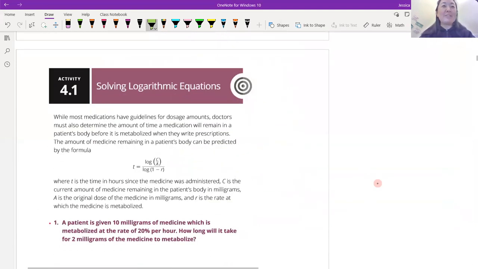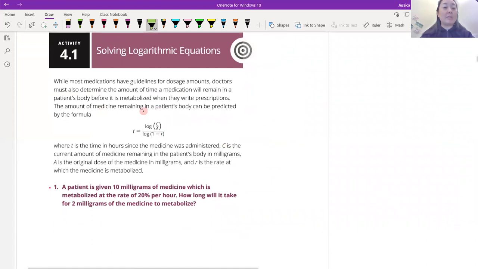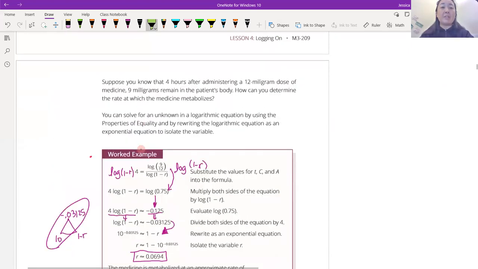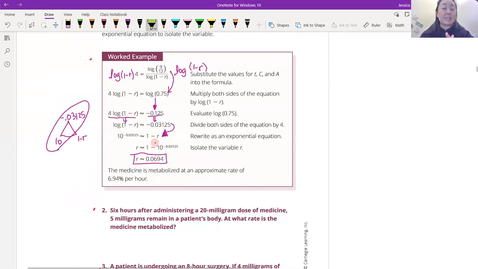But anyways, this one right here, we didn't talk about this in class, but it does talk about medication and how doctors know how much medicine is left in your body. Because it's kind of important when you're trying to figure out dosage, and what time you need to take the medicine. This is the general equation of that. We're not going to get into this that much. We're just going to look at a worked example. If you look here on page 210, there is a worked example there.